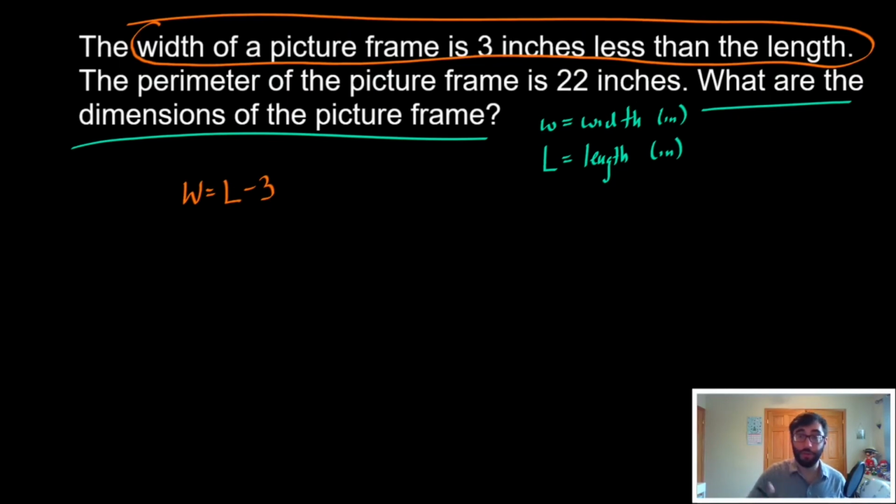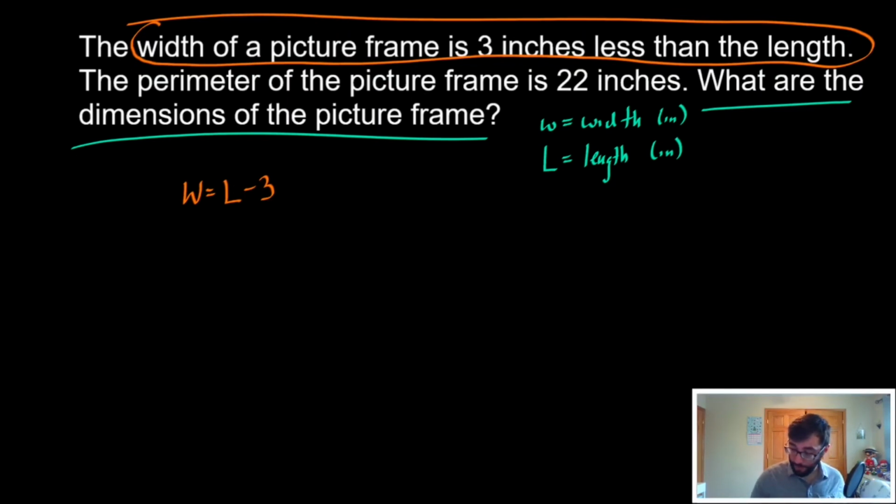And notice all those examples I just made up off the top of my head would end up fitting that description, okay? So I do recommend just making up an example in your head and testing it out. If the length is 15, the width should be 12. It works out if I plug that in, okay? So the width of the picture frame is 3 inches less than the length. Boom, I have that accounted for.